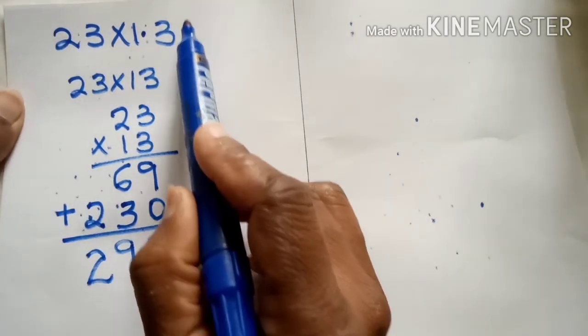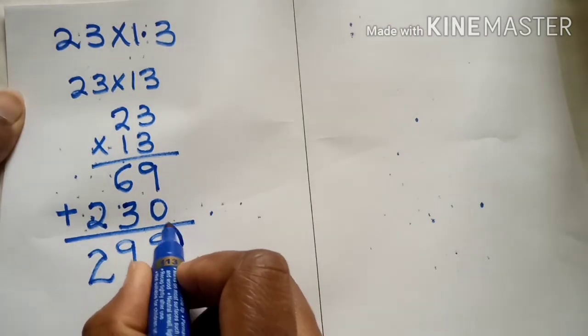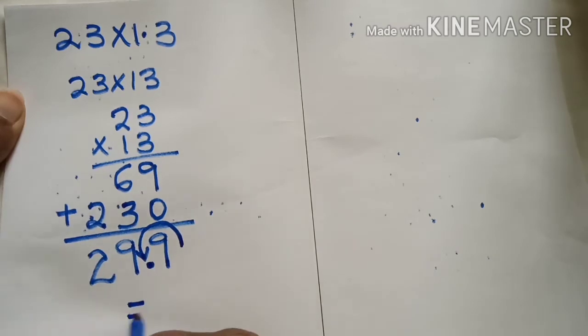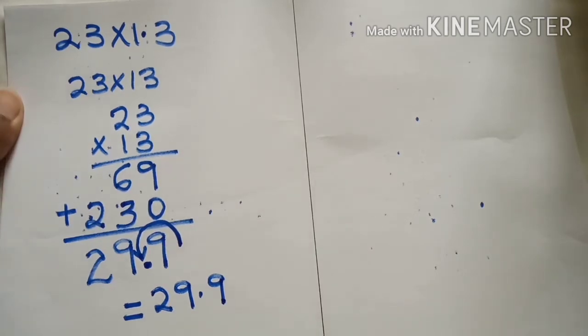So initially we had 1 decimal place here. That means we are going to count from the right and put a decimal point here. So that our answer is 29.9. Let's do the last example.